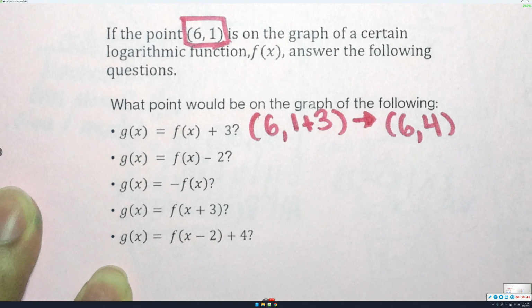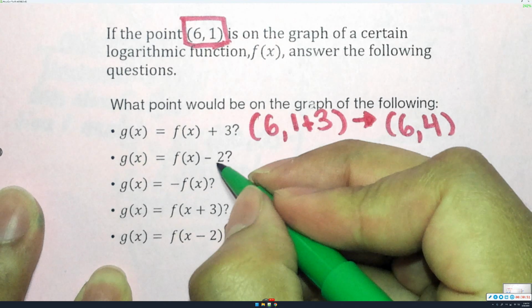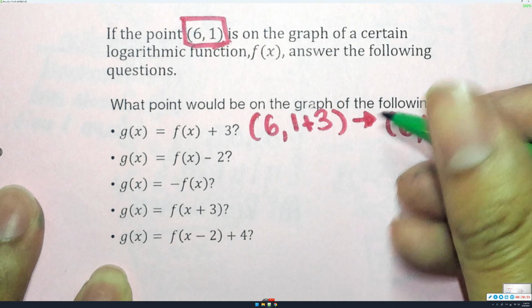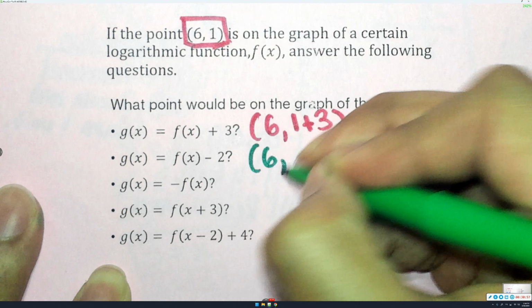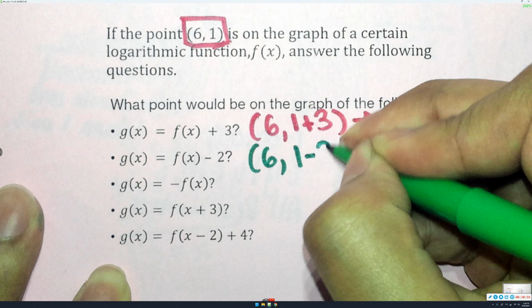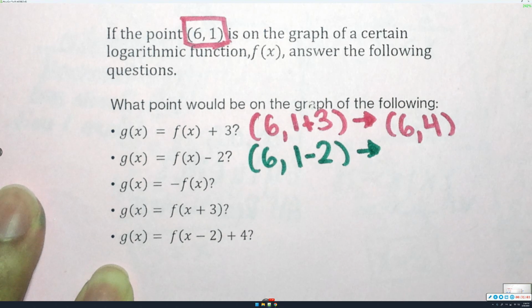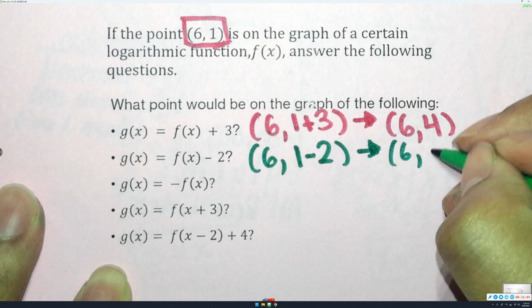Then, for the second question, we have f of x minus 2. What does this do? It shifts the graph down by 2 units, right? So we have (6, 1) minus 2, and that will turn into (6, negative 1).